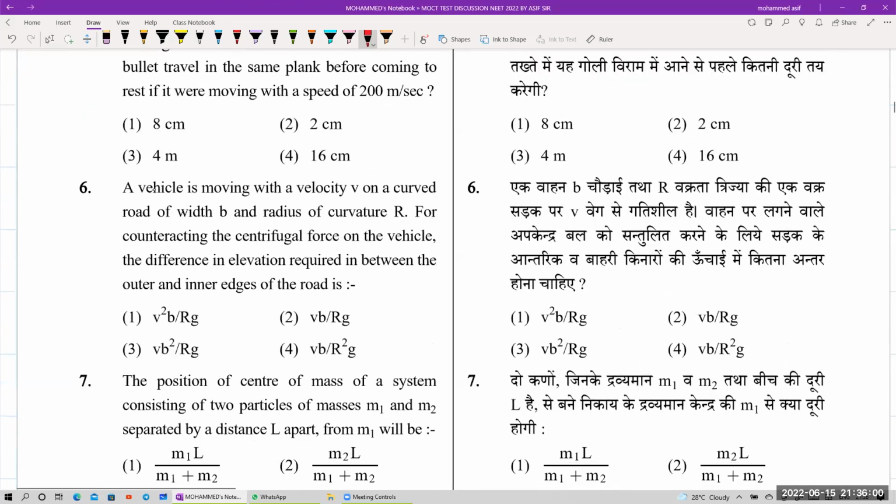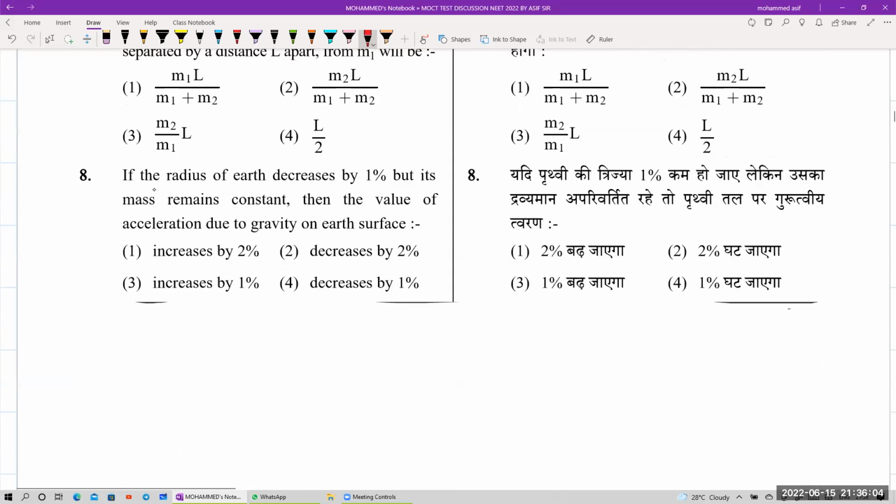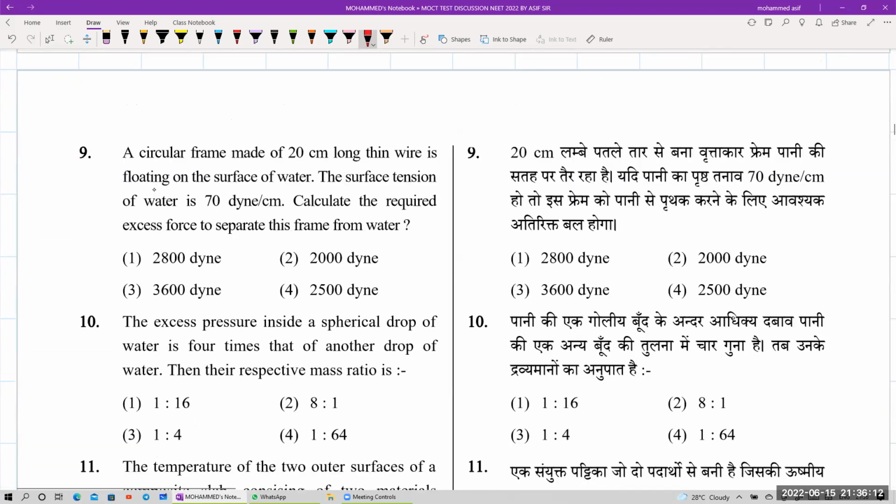A vehicle is moving with a velocity v on a curved path. That means this is your circular motion. Position of center of mass. So this is your center of mass position. The radius of the earth. The question number 8 is from gravitation. I'm just trying to read the question paper first.